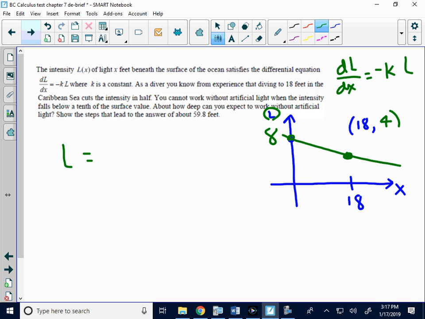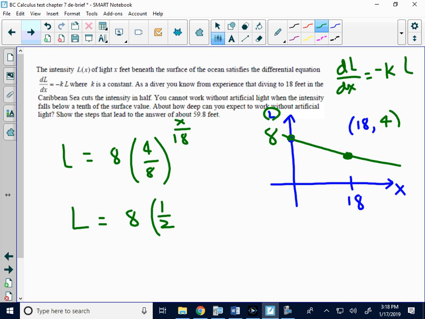You could use 1 and 1/2. Okay, so here's my equation: 8 times (1/2) to the x over 18. Double check. If you put 0 in for x, you get 8. And if you put 18 in for x, you get 4. So this is the equation. Notice the parentheses reduces down. So we have 8, this is 1/2, and this is x over 18. Okay.